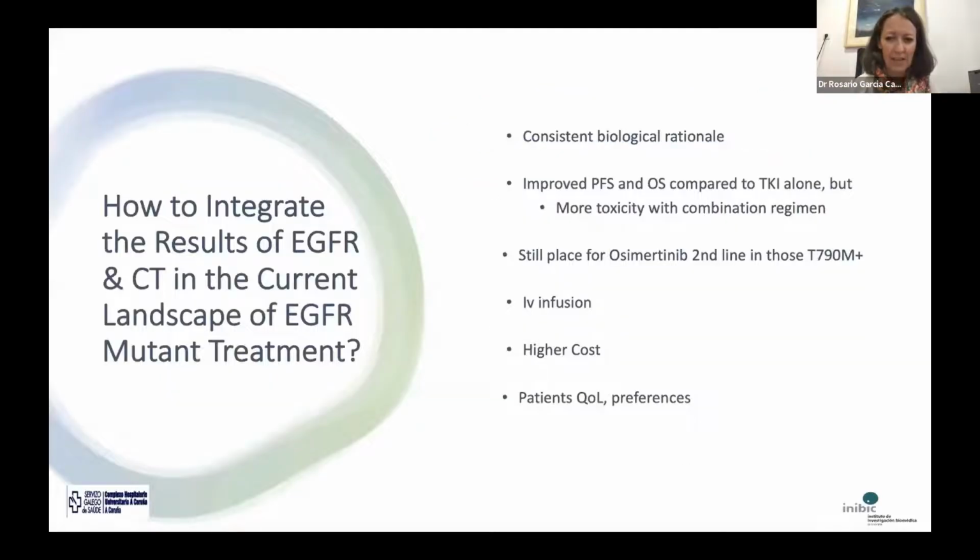I think I have the trials here. And this approach of combining a tyrosine kinase inhibitor plus conventional chemotherapy, again, has consistent biological rationale. We have seen the results, very promising improvement in terms of progression-free survival and overall survival. If we use a first generation plus chemo, we still have place for Osimertinib in the second-line setting. Again, we are introducing the IV infusion. It's higher cost, and we need to consider patients' quality of life and patients' preferences.